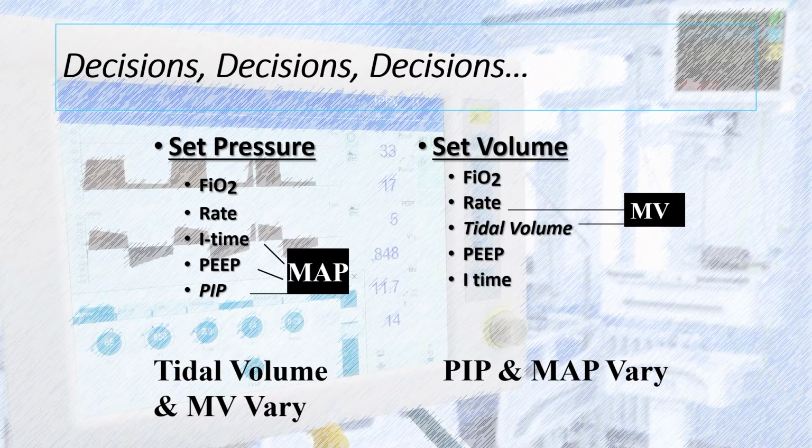Conversely, if you set volume, you're guaranteeing that volume, and you're guaranteeing ventilation, but that guarantee comes at the expense of your peak inspiratory pressure and your mean airway pressure varying. So therefore, if you do set pressure, you need to check the volumes that are being generated, and if you set volume, you need to check the pressures that are being generated. And if you can do these things, then you actually get off to a reasonable start.